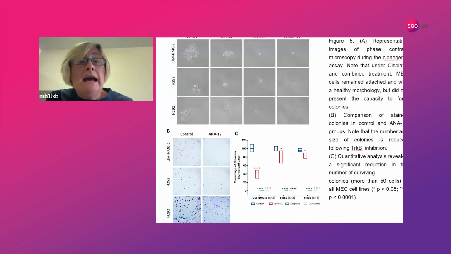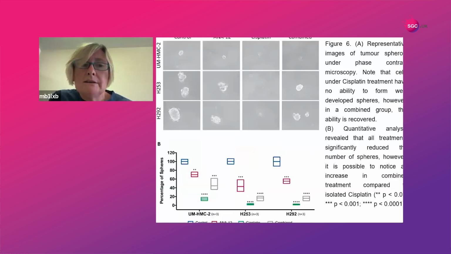Next slide, please. And these are pictures, as I've described for the previous study, looking at growth of colonies, which is a test of whether a cancer cell is really cancerous if it can grow as little colonies in the lab. And again, the cisplatin was much more effective at preventing colony growth than the ANA-12. Next slide.